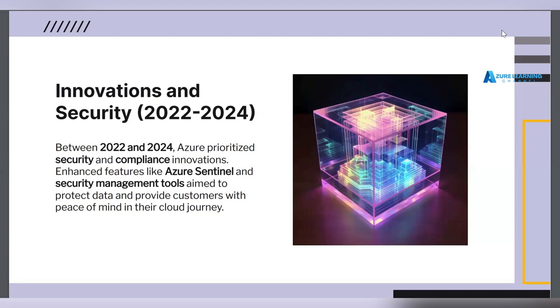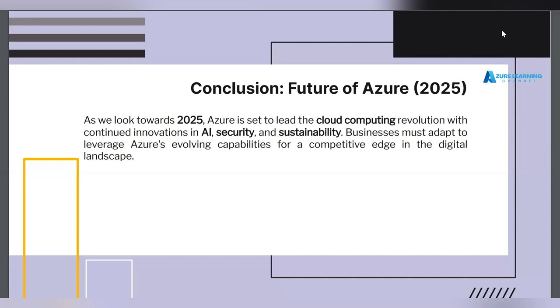After that, now we are into the conclusion. We all know that in the last 10 to 15 years, they've been focusing only on AI and security related stuff, and obviously in future also that is the scope. So in 2025, they're going to focus on applying new innovations to AI and security features, and also on the sustainability factor as well.